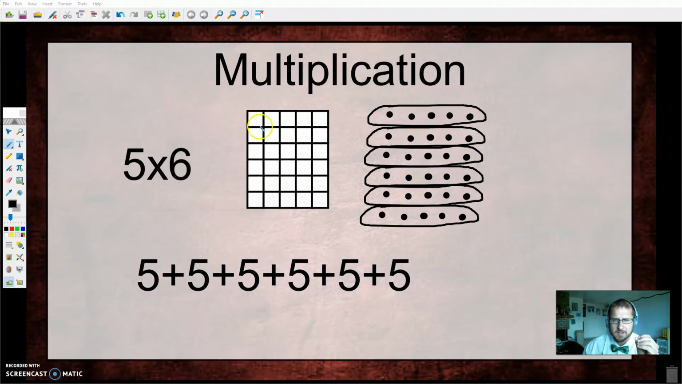We could again count our squares. 1, 2, 3, and so on up to 30. Okay? Or we've got our 6 groups of 5 here. 5, 10, 15, 20, 25, 30. That was 6 groups of 5s as well. 5, add 5 is 10, add 5 is 15, add 5 is 20, add 5 is 25, add 5 is 30. So no matter what, we have 30 squares, we have 30 dots, or if I just do the repeated addition, that is 30. Remember, you need to try and memorize those facts.